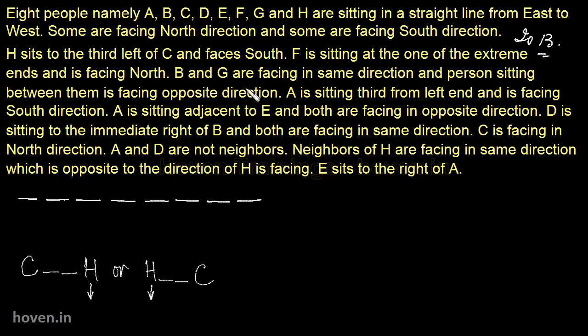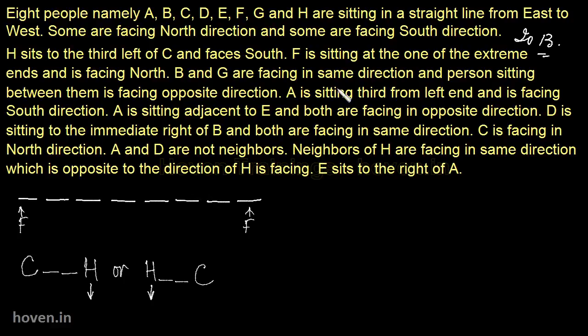Okay, next. F is sitting at one of the extreme ends and is facing north. This is also given concretely, but he is sitting at one of the extreme ends, and we don't know whether he is on this side or this side. So as a rough thing, let us mark F below this with a small arrow, he is facing north. So F could be in either of these 2 places. We have written it below the sitting arrangement. We'll revise it as we pass.